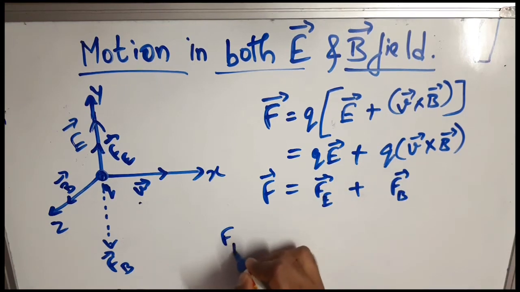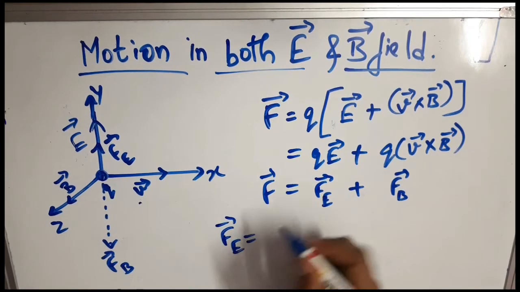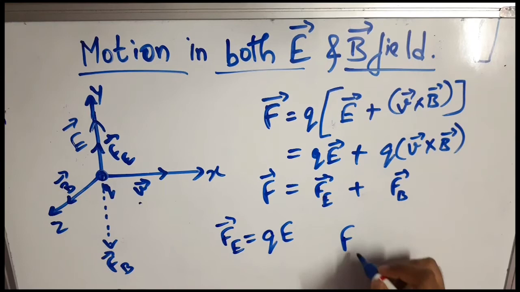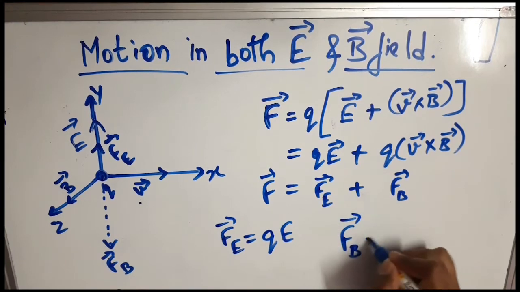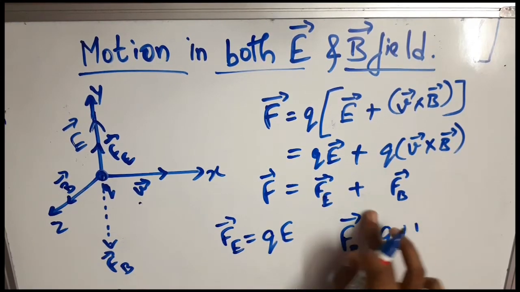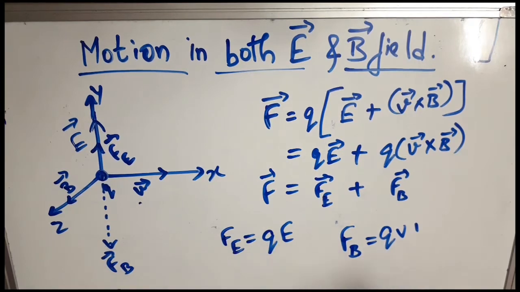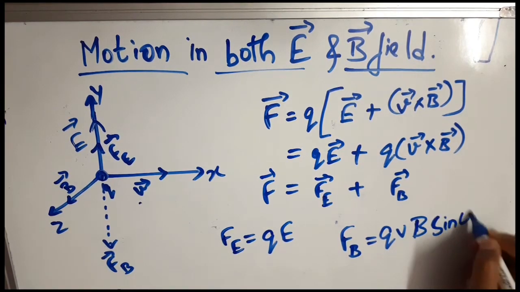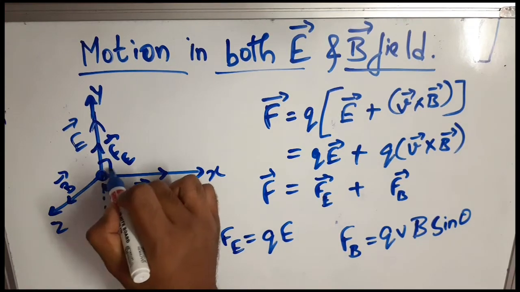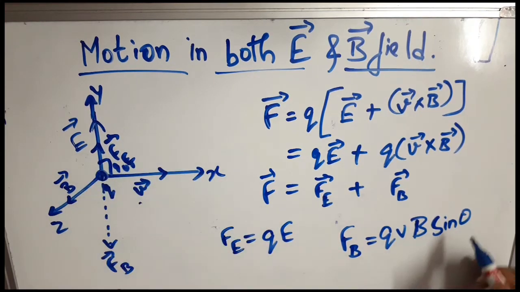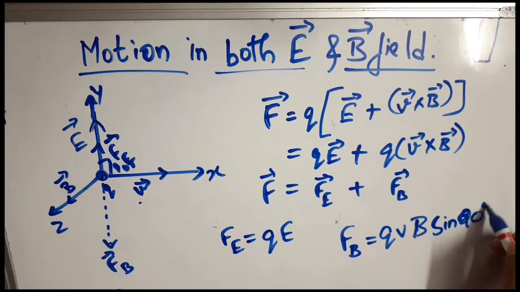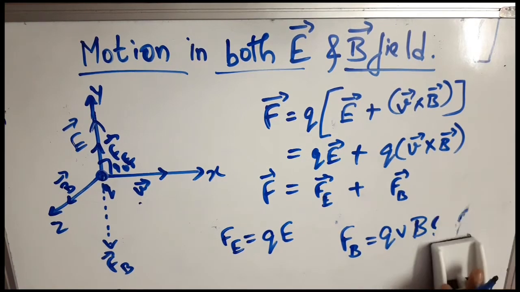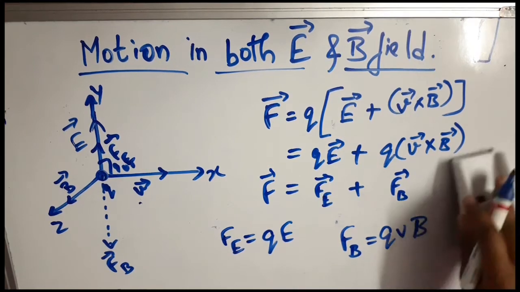So now what is the magnitude of the electric force? It is nothing but Q times E. And what is the magnitude of the magnetic force? QVB sine theta. In this case, theta we have taken to be 90 degrees, so sine 90 would be 1, which is the maximum. So our magnitude becomes just QVB.